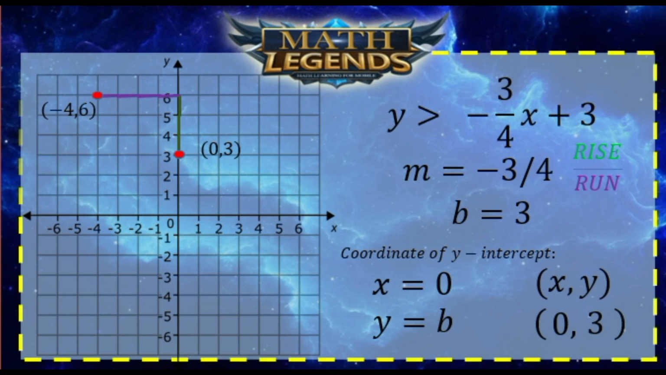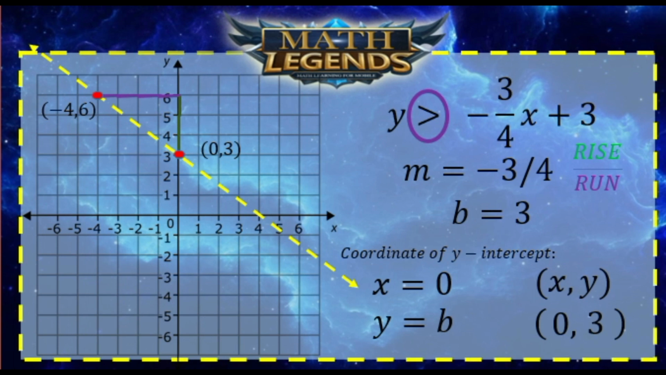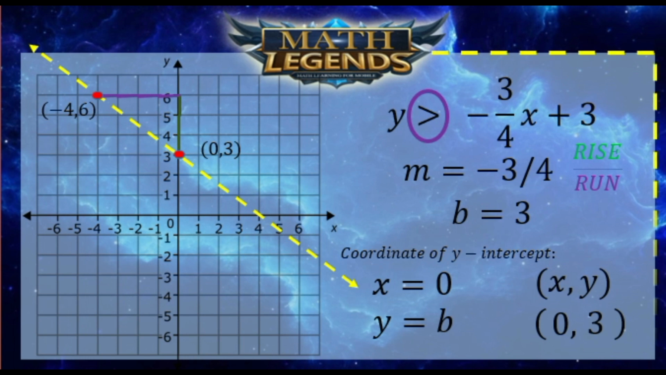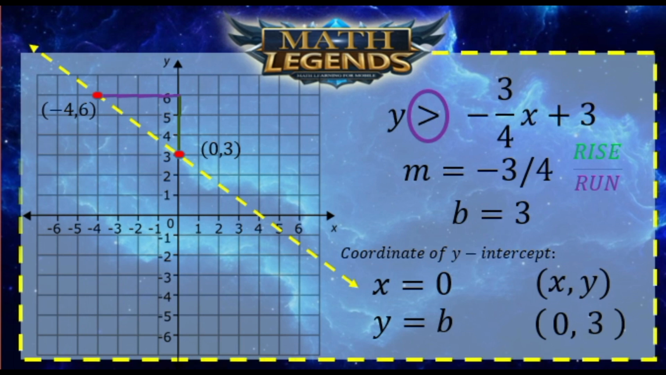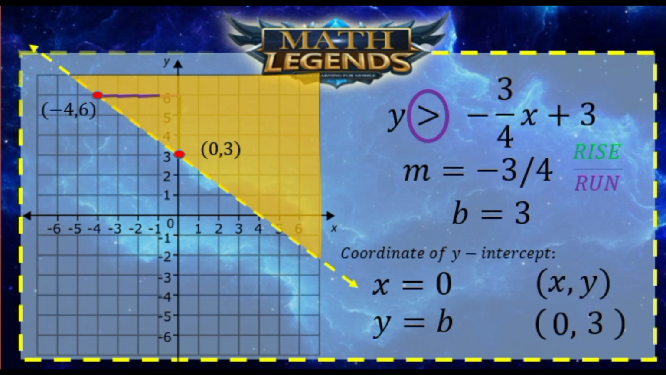After that, we're going to look at our linear inequality sign. In here, we have greater than. So we're going to use a broken line, representing that the line is not included as part of the solution of our linear inequality. And since it is greater than, we're going to include all the points that are above the line. So the graph of our linear inequality will become like this.